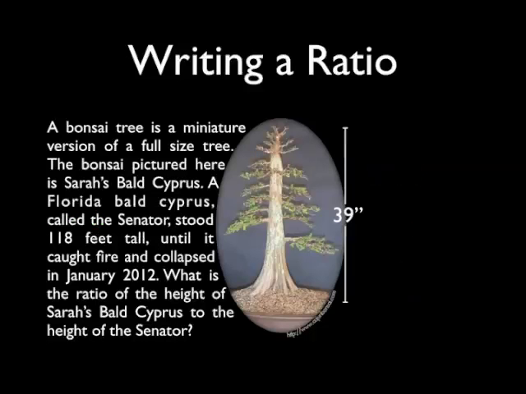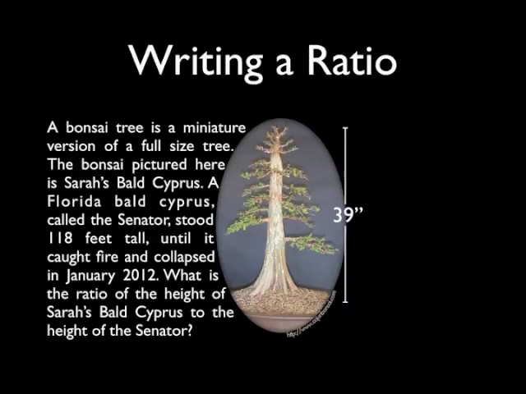Let's use this example to help us understand how to write a ratio. As many of you know, a bonsai tree is a miniature version of a full-size tree. This one happens to be Sarah's bald cypress. There was a famous bald cypress in Florida called the Senator. It stood about 118 feet tall until it caught fire and collapsed in January of 2012. That was a very sad day.